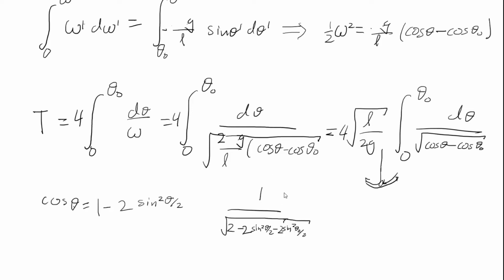And from here we're going to make now a real substitution that actually affects the integral. So here we didn't actually substitute any of the variables, we just used the trig identity. And from here what we're going to do is make the substitution sine x equals sine theta over 2 divided by sine theta naught over 2.